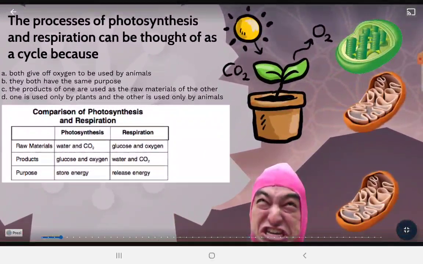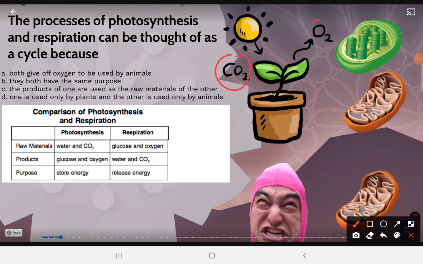The process of photosynthesis and respiration can be thought of as cycles because they're the opposite of each other. So for photosynthesis, we take in CO2 and we give off oxygen.